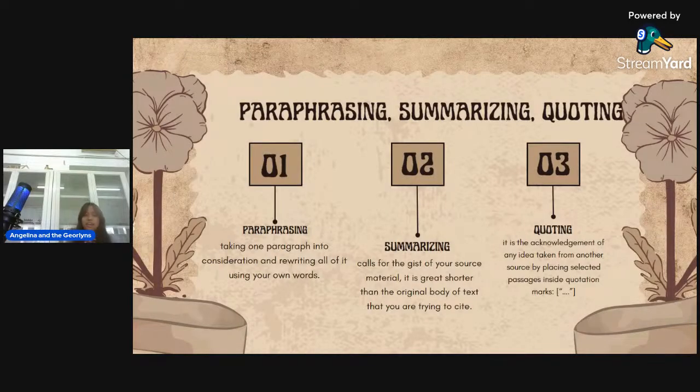Okay, now paraphrasing, summarizing, and quoting. Paraphrasing is taking one paragraph into consideration and rewriting all of it using your own words. Okay, to compare mosaic plagiarism and paraphrasing, mosaic plagiarism is paraphrasing words that are not your own. It is paraphrasing sources that are from other articles and you are claiming it as your own.